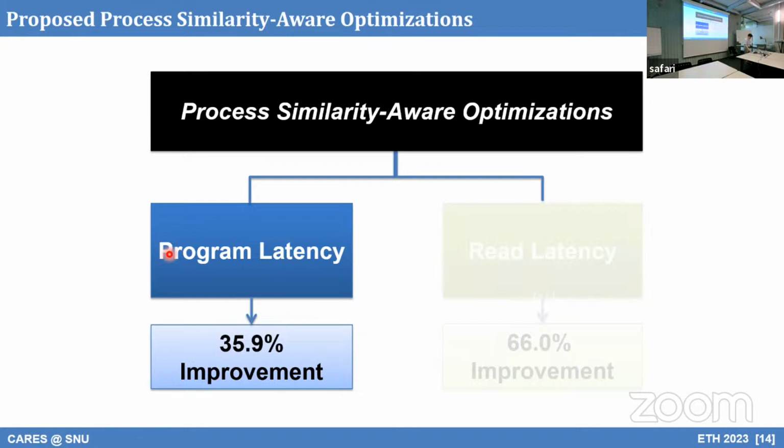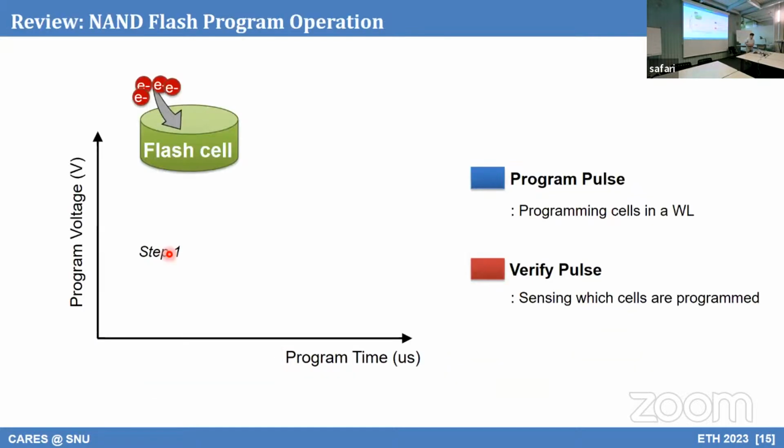So let me give you the program side only, because read latency is a little simpler, although it gives you much higher improvement. Let me give you some examples of how we improved program latency. As I briefly mentioned, let me explain how NAND flash program operation is performed. When we program, or when you write a particular state to the cell, our physical goal is to set the threshold voltage of the cell to a specific value.